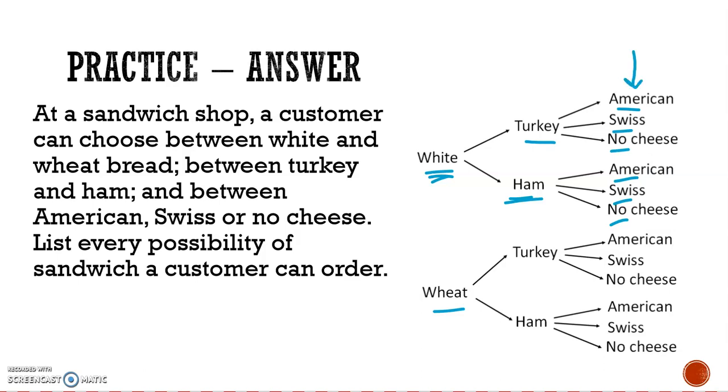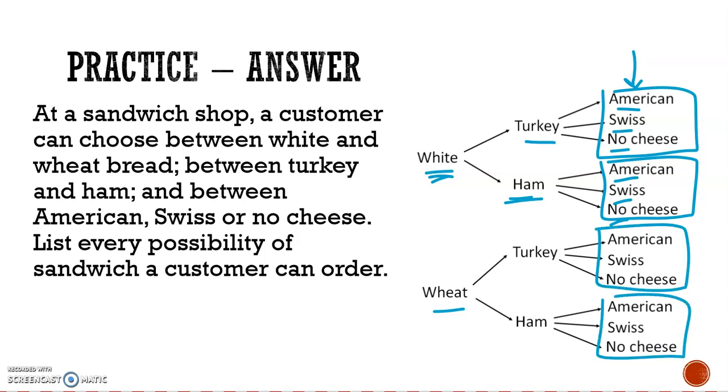Look how these repeat in clusters of 3, because there's 3 options in this category. So this repeats 3 times. This is repeating twice right here, because there were 2 options. And right here, we're only writing white and wheat once, since that was our first option. So this category should be a repeat for each of the options. Because you chose white, you can choose turkey or ham. Because you chose wheat, you can choose turkey or ham. And then your cheese repeats no matter which one you are choosing.